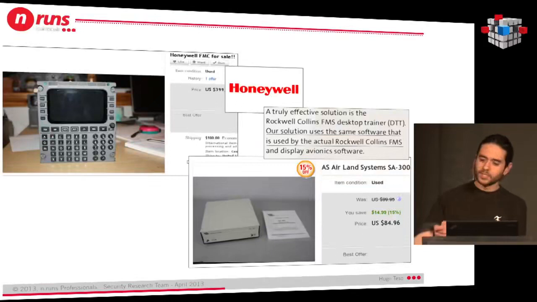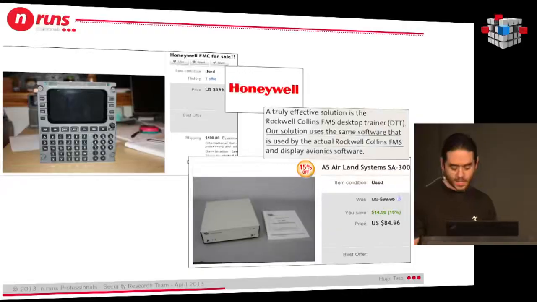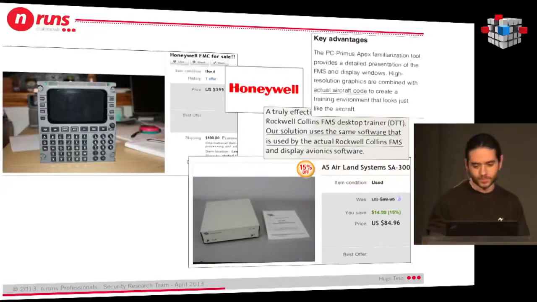For example, you can always face another approach, which is the training software. That's where I learned to love the salesman, because on the specification of the product, they always try to give you as much information as possible in order for you to buy this software. So you can see things like "our solution uses the same software that is used by the aircraft, by the actual Rockwell Collins FMS." Usually these training solutions are cheaper also. The same happens, for example, to Honeywell: "High-resolution graphics are combined with actual aircraft code to create the training environment of your dreams."